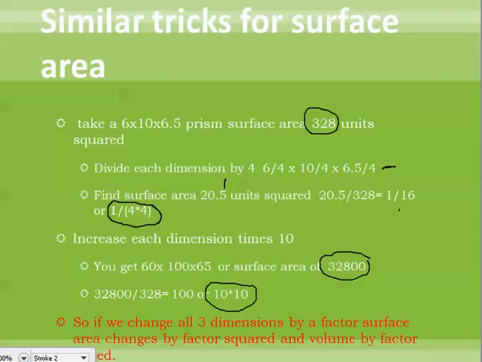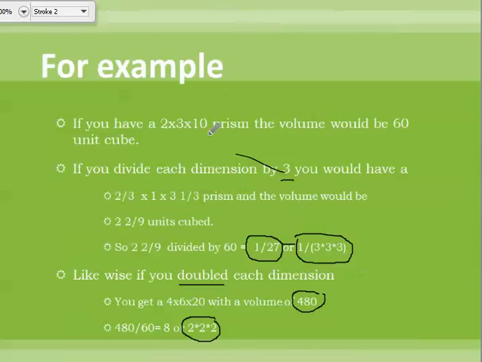So red letters down here. Remember this. If we change all 3 dimensions by some factor, my surface area changes by that factor squared, and my volume by that factor cubed. See how we're doing this? Squared, squared, surface area, it's in square units. Volume, cubed, cubed, and it's in cubic units. I think I see a pattern here. If I'm changing all 3 dimensions, I can do it that way.